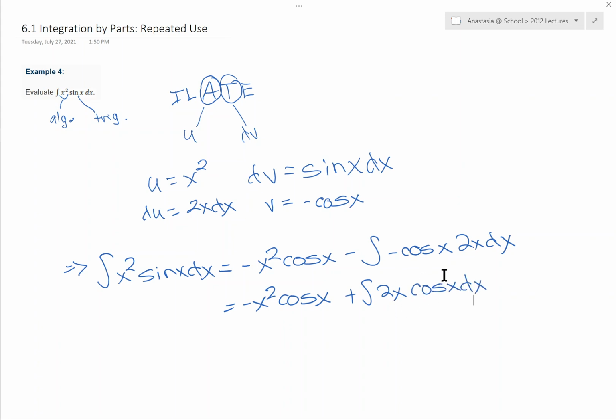Now from here, we still have a product of functions. We have a 2x and a cosine x. So we will need to use integration by parts again.